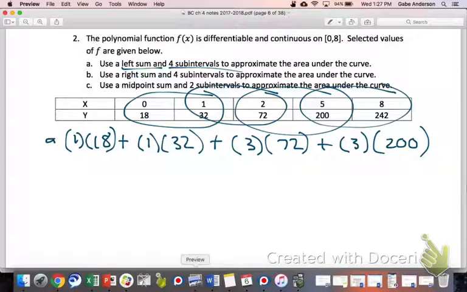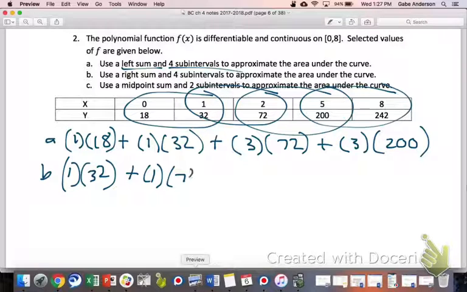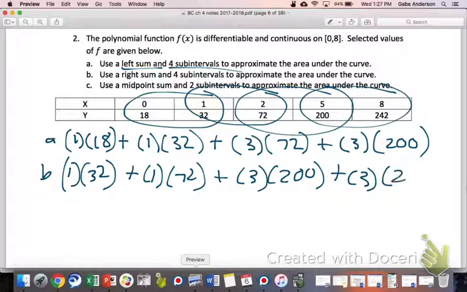Okay, so B, same sort of thing. In fact, it's the exact same thing, except instead of using all the left heights, we'll use the right heights. So all of our bases should be the same. So 1, but instead of times 18, it'll be times 32. And instead of 32, it'll be times 72. And it'll be 3 again, but instead of times 72, it'll be 200. And 3 again, but now it's times 242.